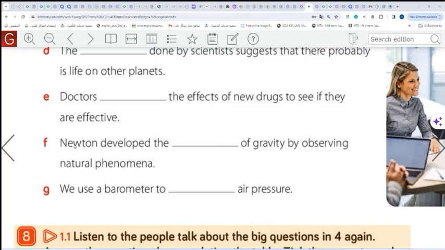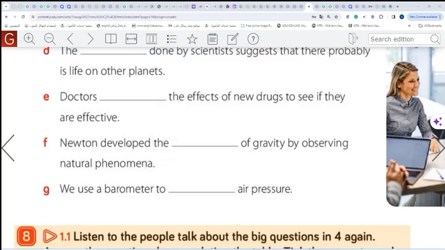Dear students, Newton developed the theory of gravity by observing natural phenomena. What do you mean by the theory of gravity? What do you mean by gravity? نظرية. Yes. Of what? Of gravity. Yes, right. By observing natural phenomena.